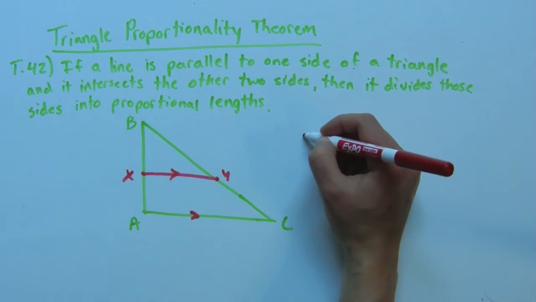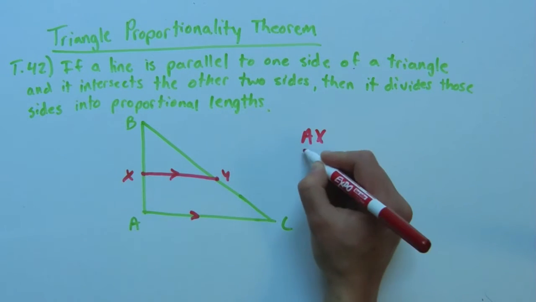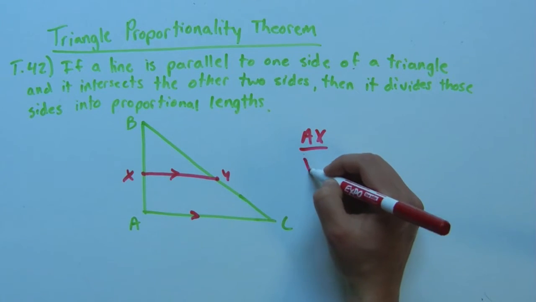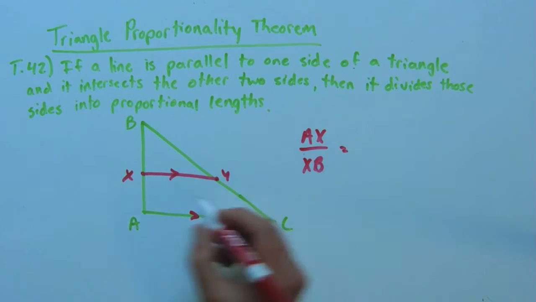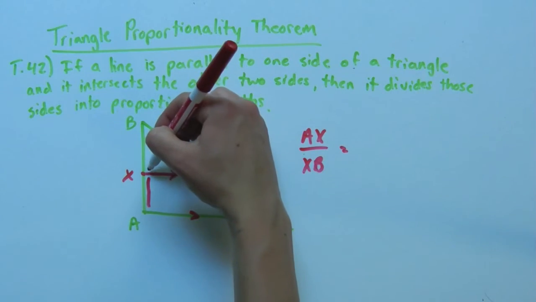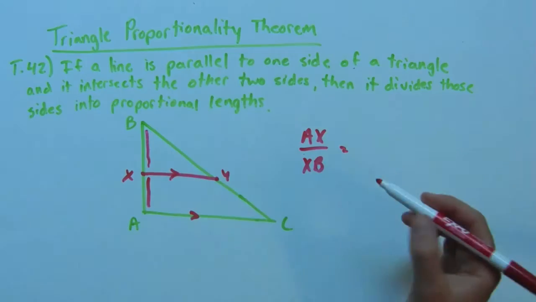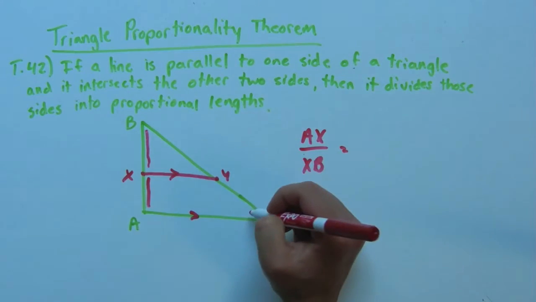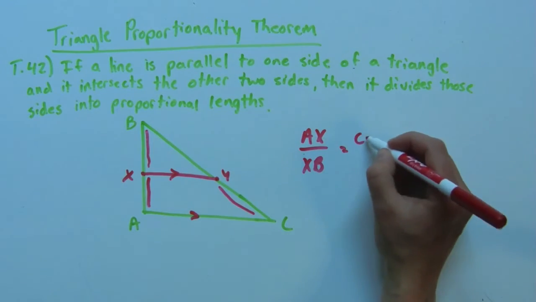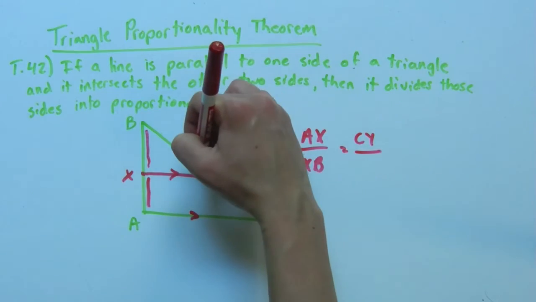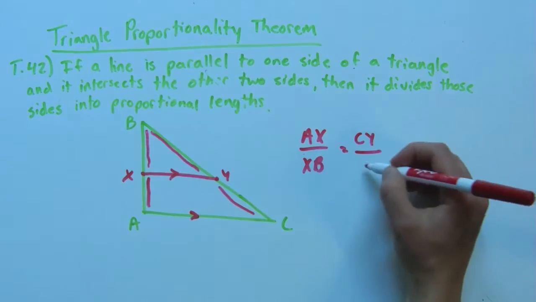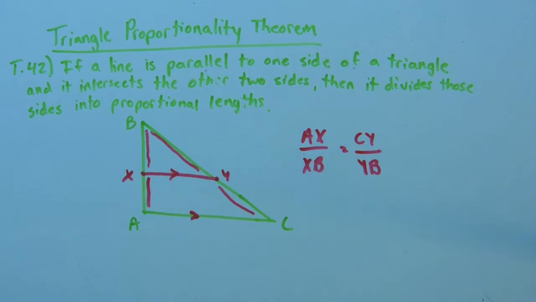That means that AX over XB is going to be equal to CY over YB. Let's look at the converse of this.